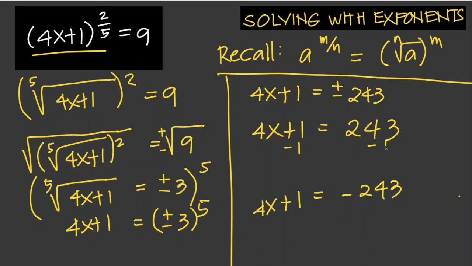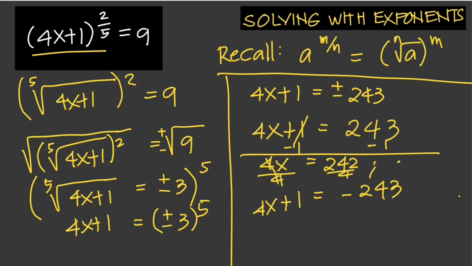Okay, and solving for x, we subtract 1 from both sides. This cancels out, so we have 242. Divide both sides by 4. So our x here, our first solution, is just equal to, okay, they are both divisible by 2. So this is 121 over 2, because 242 is not divisible by 4.